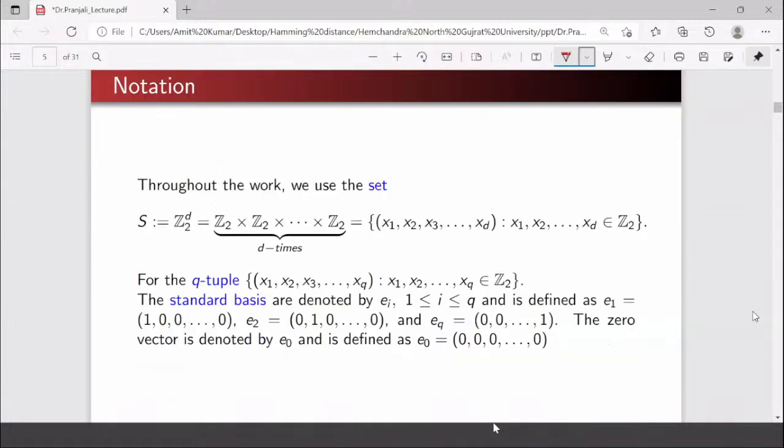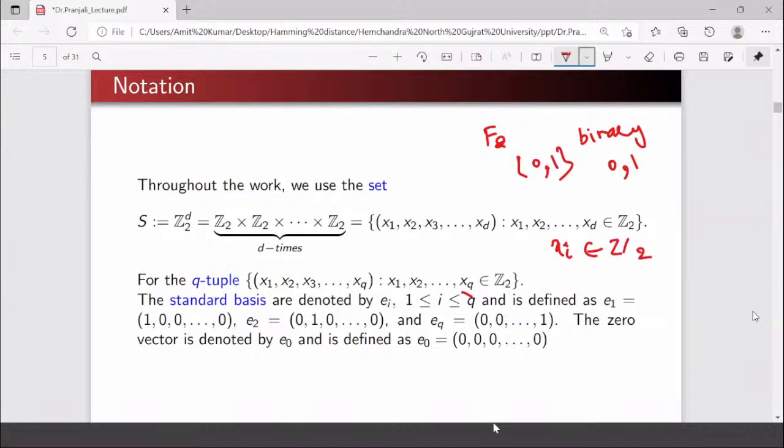Now, what will be the approach? Throughout our work, since we want to use the binary digits 0, 1, we will be using the respective field F2, the field with 2 elements, 0 and 1. And Z2 to the power d is nothing but the Z2 Cartesian product d times. Each element of this set is either 0 or 1, so it is itself a d-tuple, and each xi is either 0 or 1.